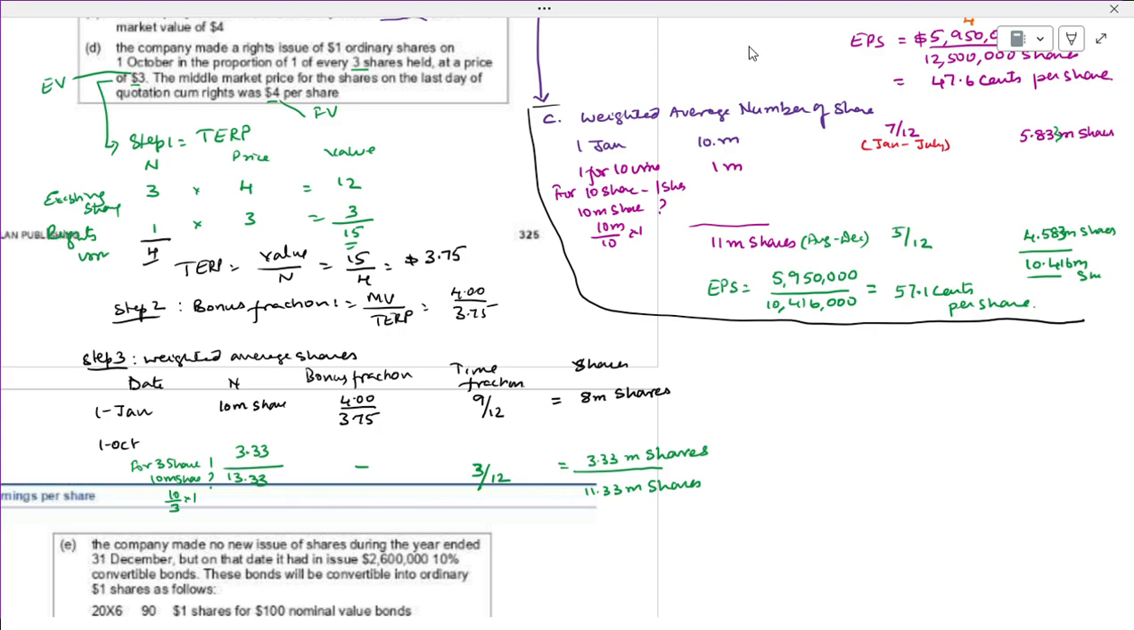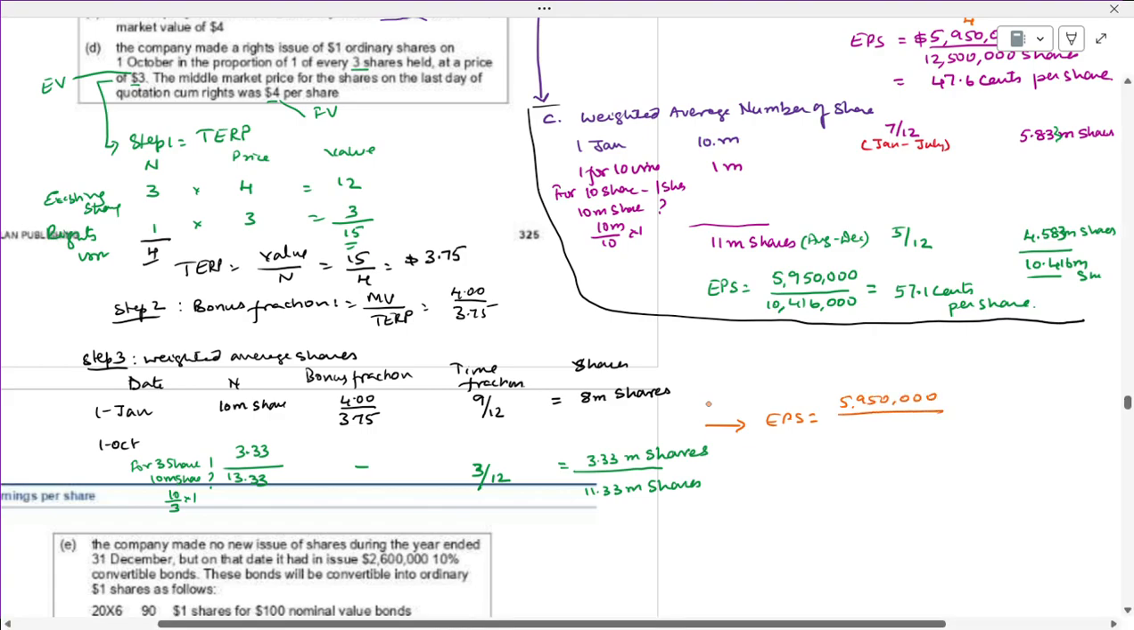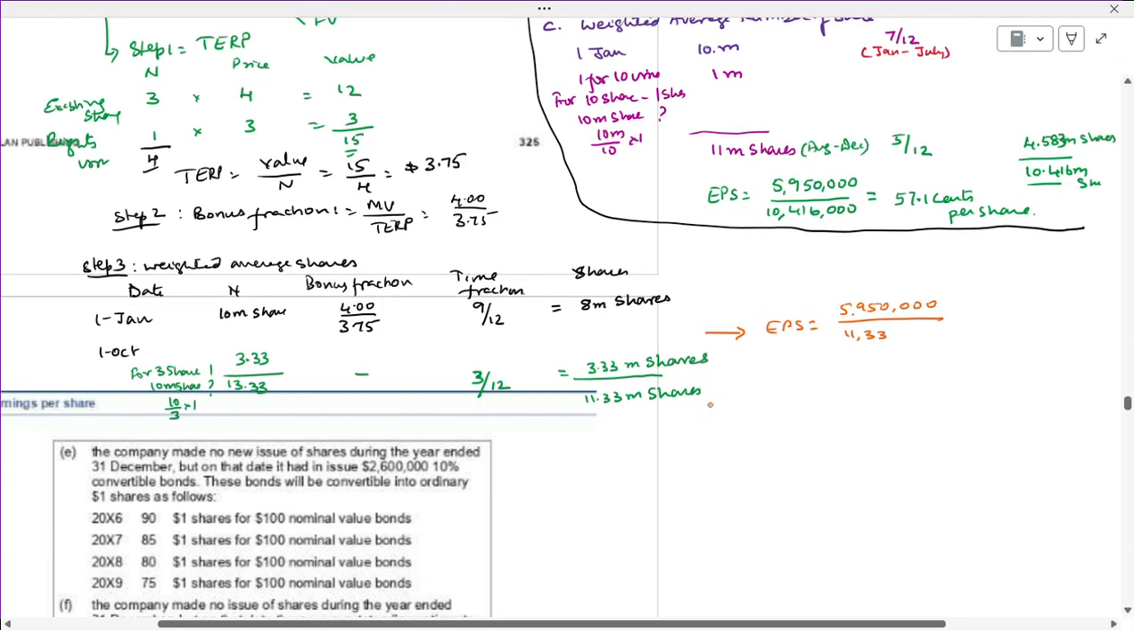Now we have to do EPS, earnings per share. Earnings per share is 5950 divided by 11.33. You can put 11.333 continuously, nothing will happen. How much will you get? 0.525. That is 52.5 cents per share.